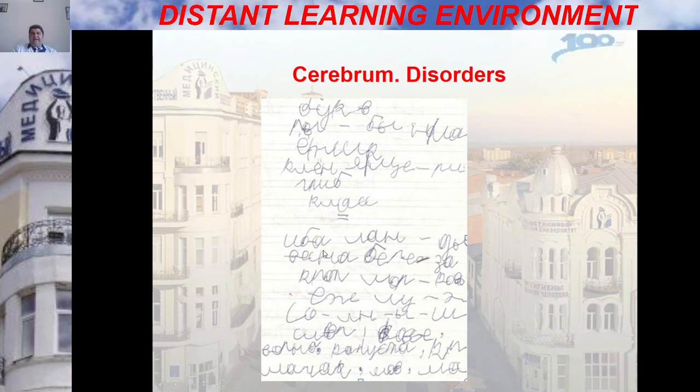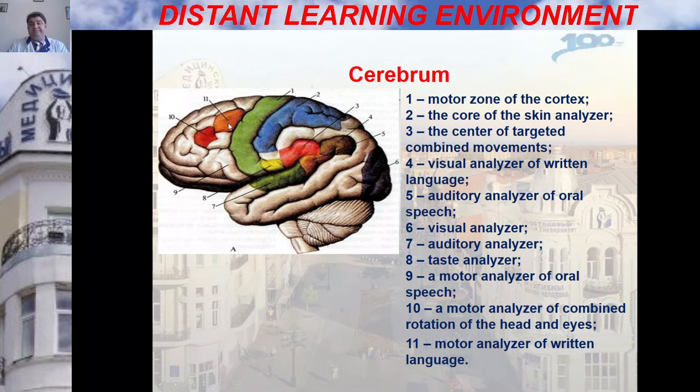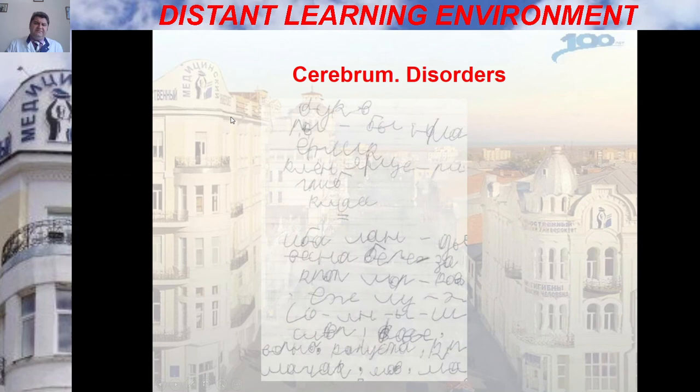So you may see the disorders of writing, disorders of center of writing. As I told you, the center is formed in posterior part of medial frontal lobes, gyrus of frontal lobe in number 11. And you may see on this picture disorders of this center.